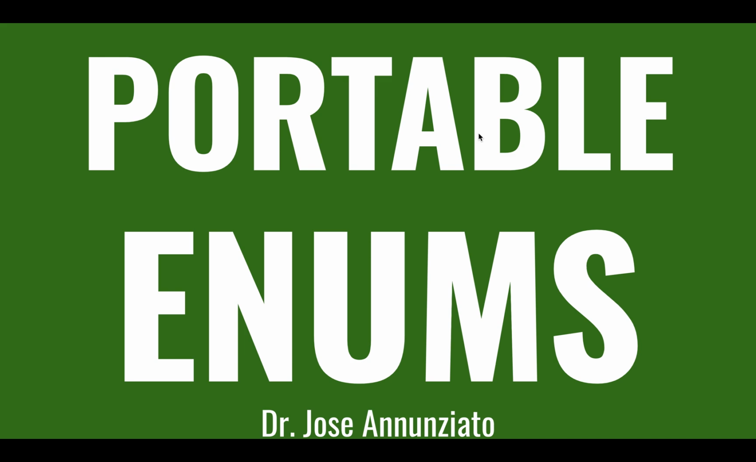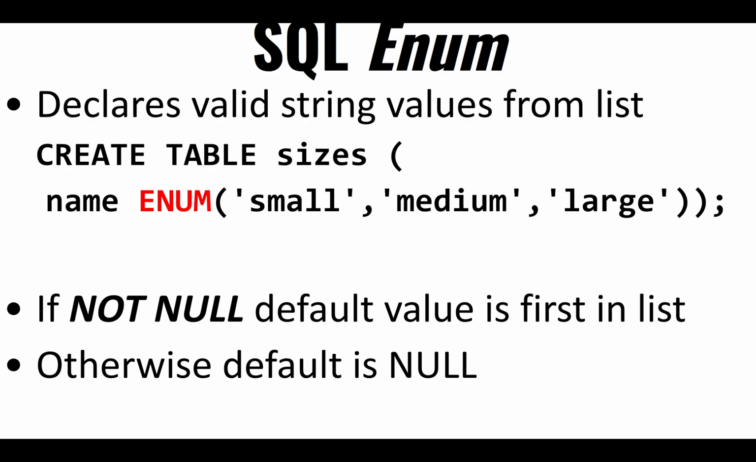So let's talk about portable enums. Enums are used for declaring the valid values of certain data types, right? We are already familiar with many enums that we use day in and day out. We just don't think of them as enumerated data types because they are so common.